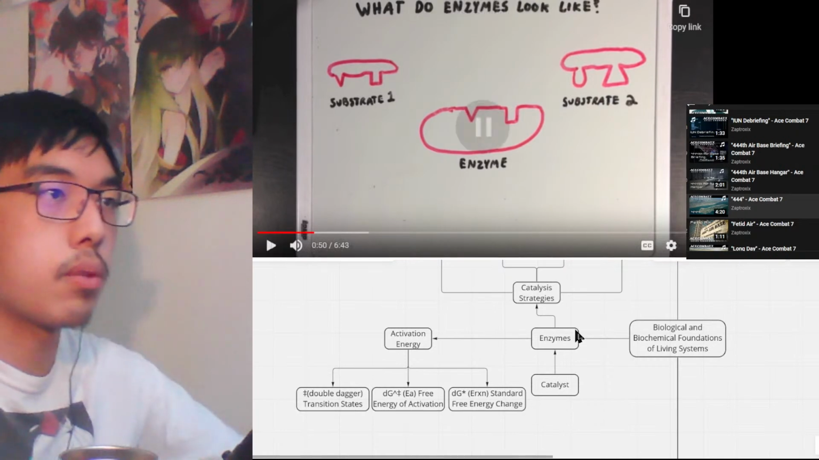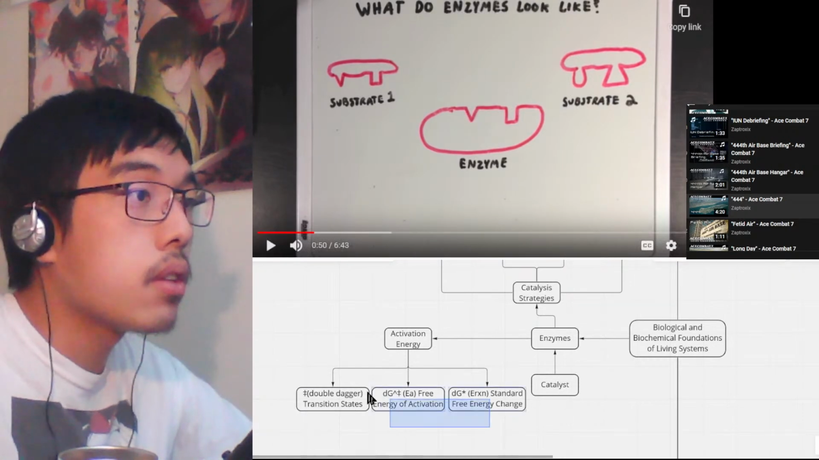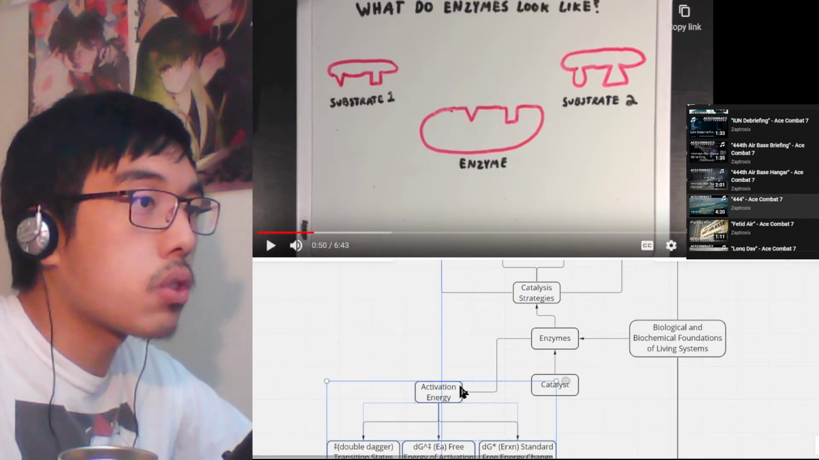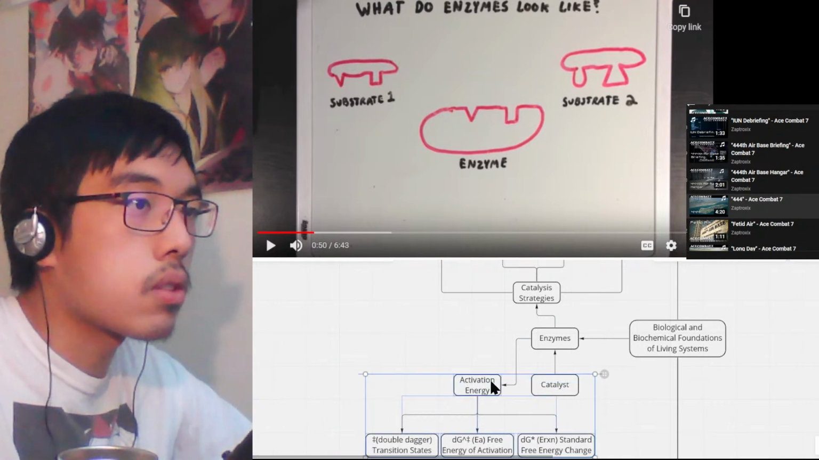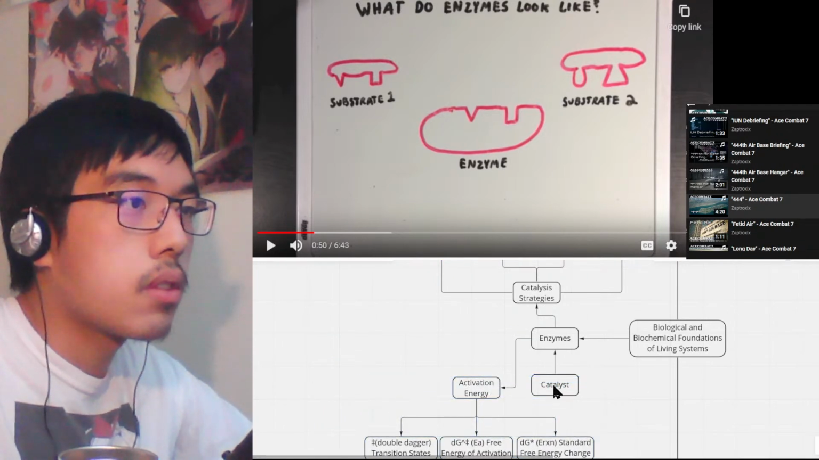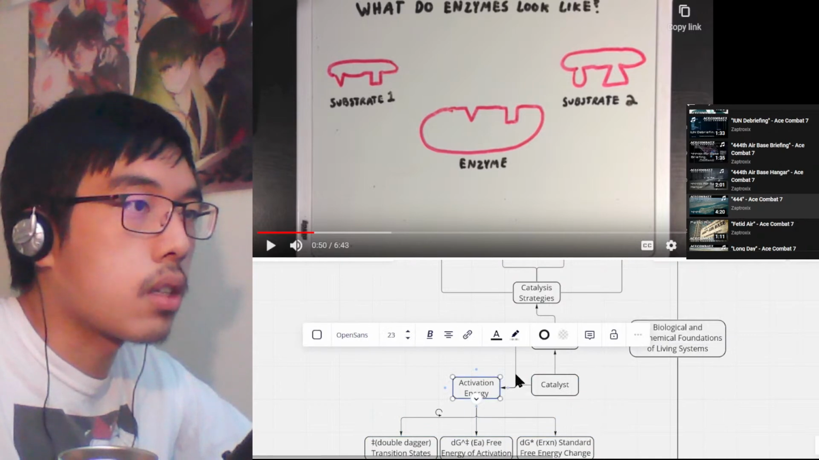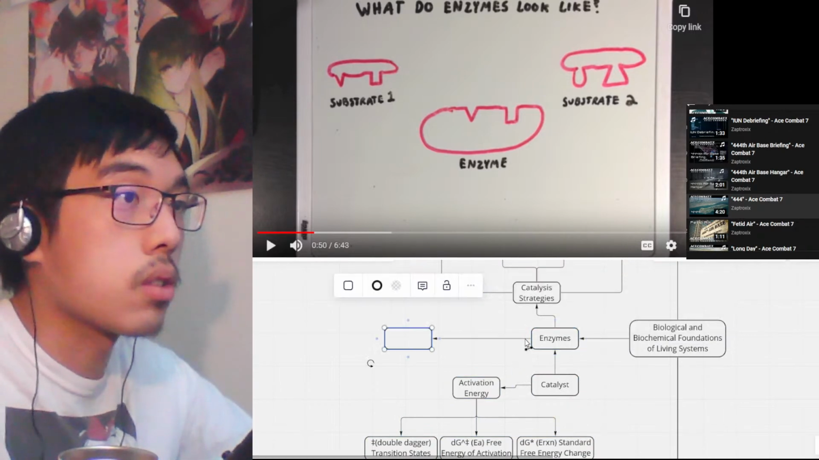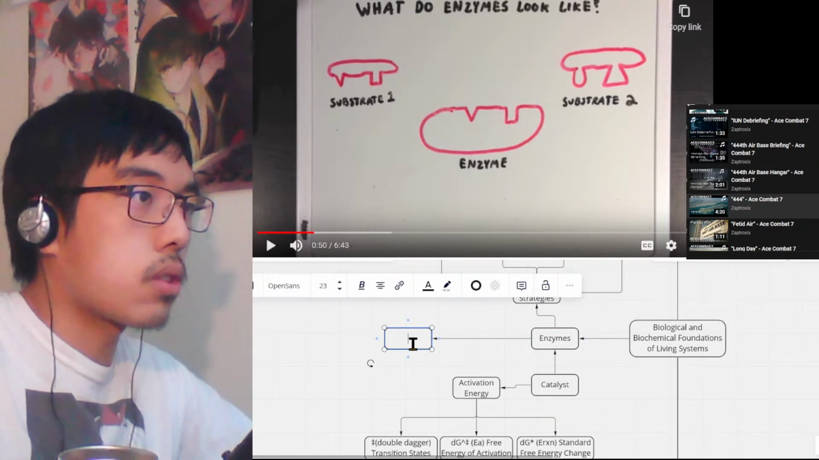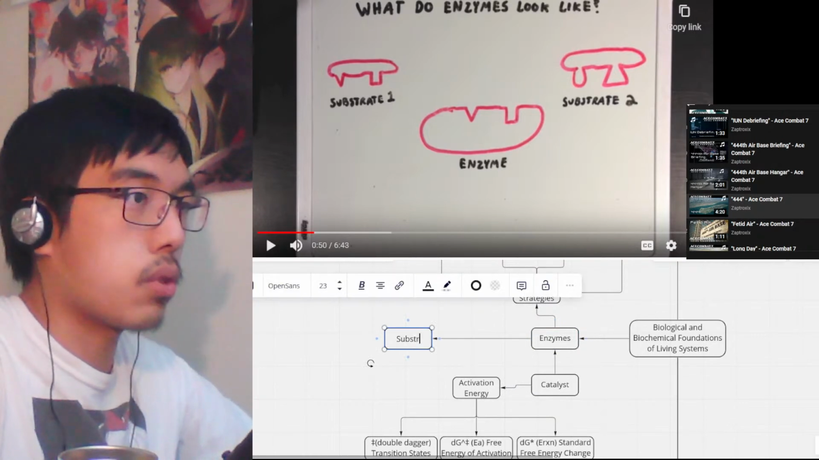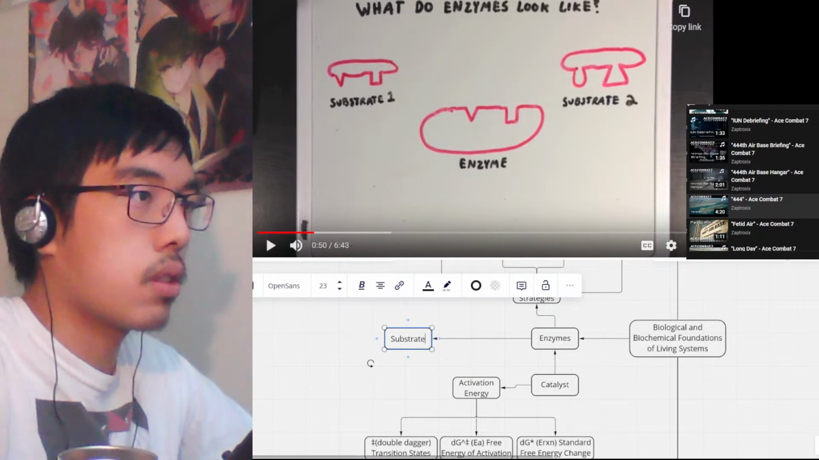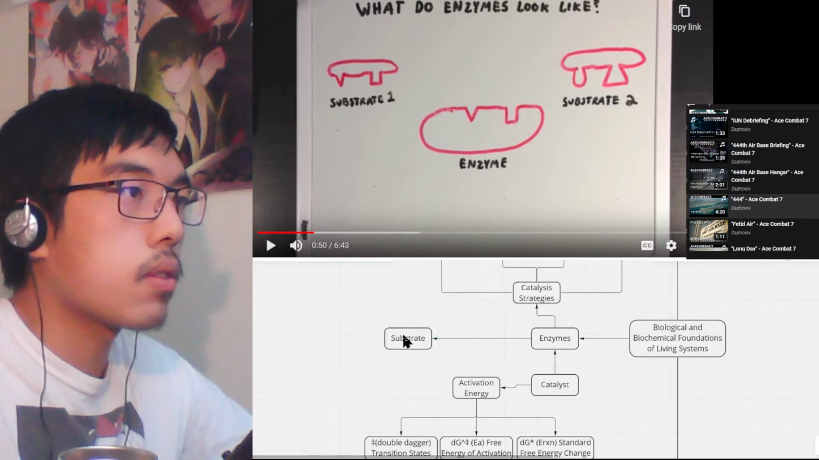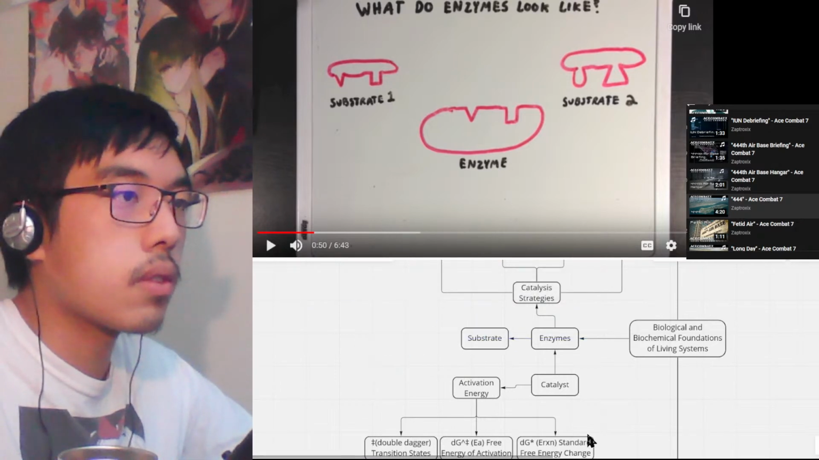Oh shoot, I still haven't placed substrates on this map here. Okay, let's move activation energy out of the way. That has to do with catalysts. Actually, really, that has more to do with catalysts than it does to do with enzymes being a specific type of catalyst. So, in that case, we're just going to switch over and put substrates here. Okay.